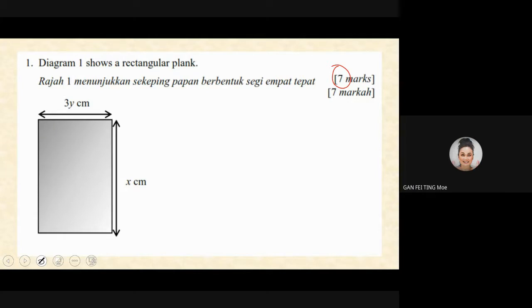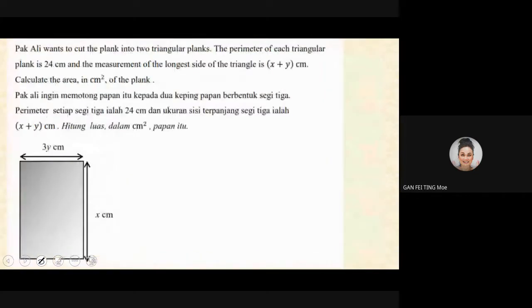Look into it. It's a rectangular shape. 3y is the width and x is the length. Then it says Pak Ali wants to cut the plank into 2 triangular pieces. The keyword here is triangular. Want to cut this into triangular, means two pieces, right? And the perimeter of each triangular is 24 cm.